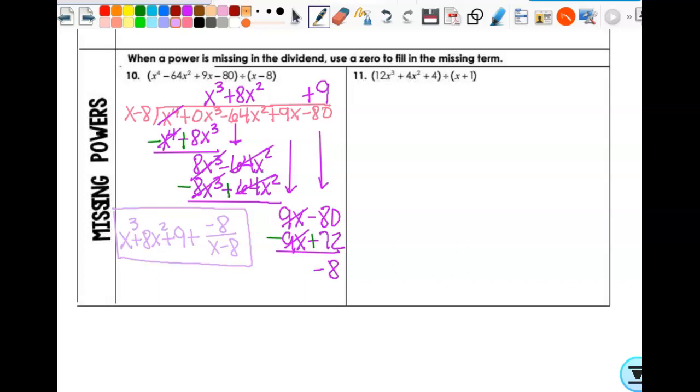Why it has to have a 0x cubed? Yeah, I just don't have an x cubed term, so I just put 0x cubed there. It's like here, this is cubed, x squared, there's no x term. Whatever's missing, you have to put in a 0 for it. That's it. And then you divide the exact same way.